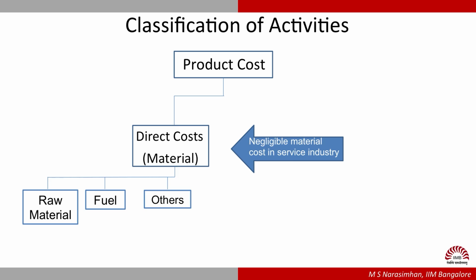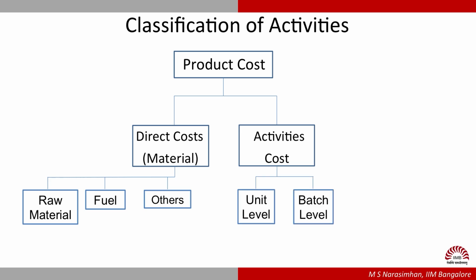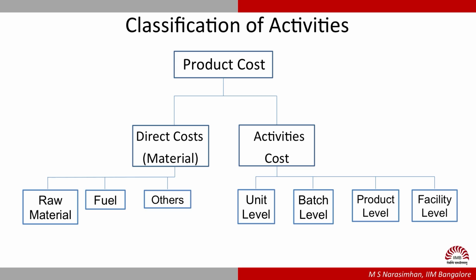In service industries, the material cost may be 0 or negligible. The second group of costs is activity cost. These activities costs are relevant for both manufacturing and service industries. Activities are further categorized into four broad groups. There are unit level activities, batch level activities, product level activities and facility level activities.